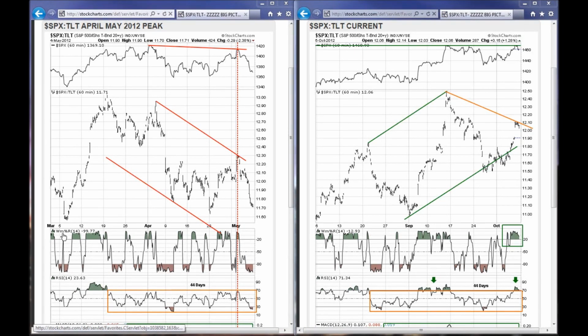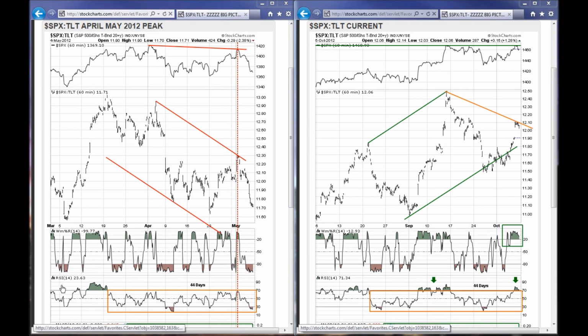Let's look at Williams %R. This is momentum of the ratio. Weak, skinny peak here, a skinny spike. Market rolls over. Present day, doesn't look anything like that. That looks pretty good still. We need to see some deterioration here.